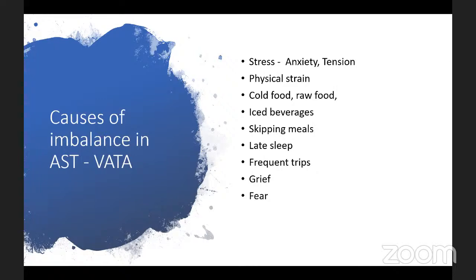People with this Vata constitution, if they undergo a lot of stress, anxiety, tension, physical strain, because they can't handle a lot of activity without taking proper rest. They are like babies. Babies play, eat food, take rest. Play, eat food, take rest. So they should have enough recharge. But if there is no such rest and they are continuously under physical strain, the Vata gets vitiated. They take a lot of cold food, raw food. Vata's nature is coldness, and the coldness increases. There will be disturbance. So if they take iced beverages, if they skip meals, if they sleep late, if they travel frequently without any rest, if they are under grief and fear, then the Vata gets vitiated.